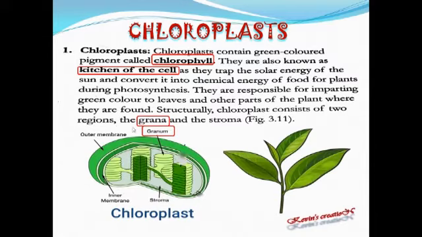It is made up of two regions. Grana, the pile of coins. It appears as a pile of coins. We call it grana, singular is granum. And then the ground substance, which is shown in sky blue, this is stroma. So this is all about the chloroplast, which has green colored pigment known as chlorophyll. Since they help in photosynthesis by trapping the solar energy, they are also called kitchen of the cell. They have two parts, stroma and grana.